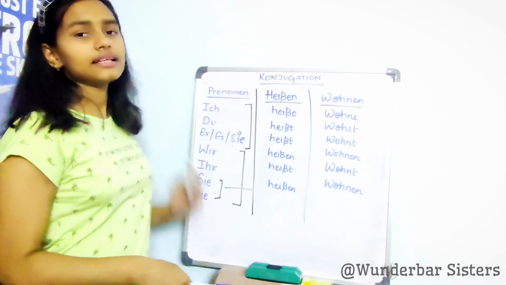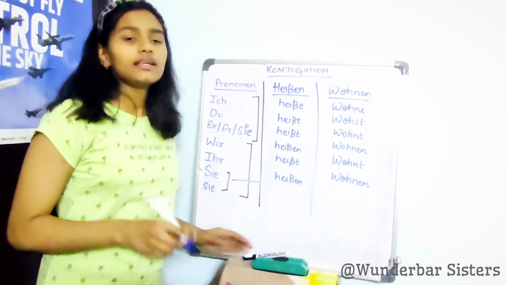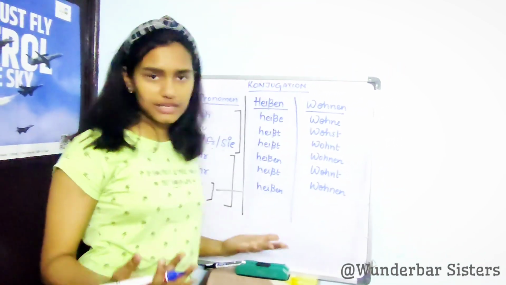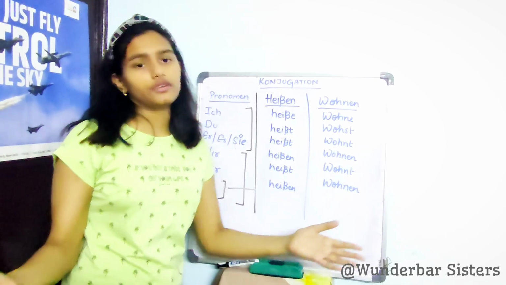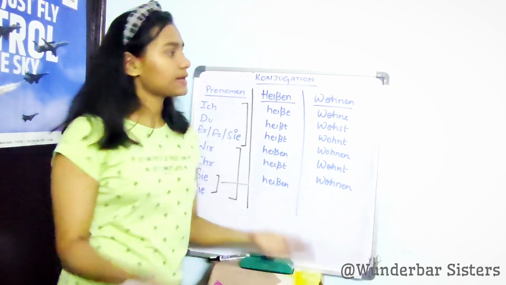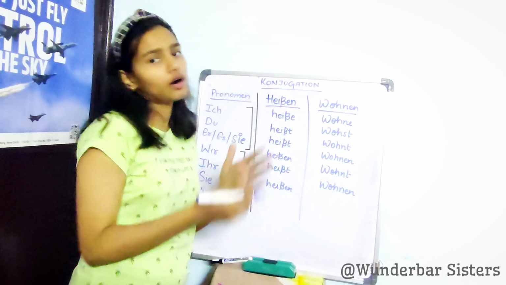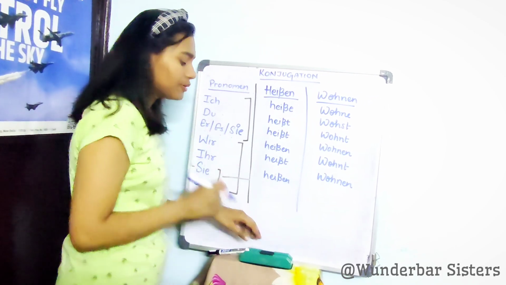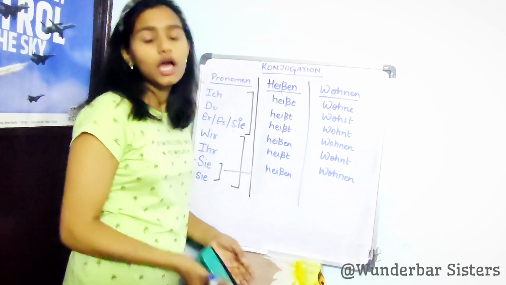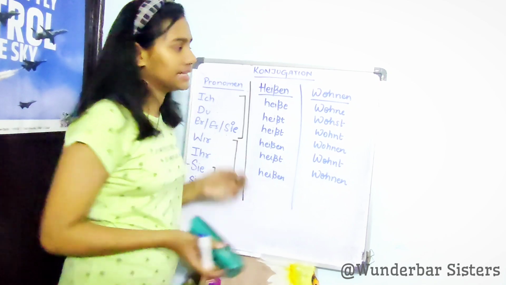So these are basically the verbs that I'm telling you right now. These are used when we are introducing ourselves. There are a lot of verbs like we have in English. In German also there are many verbs. So obviously I can't cover them all. Therefore I'm telling the main ones that we use in most of the sentences.